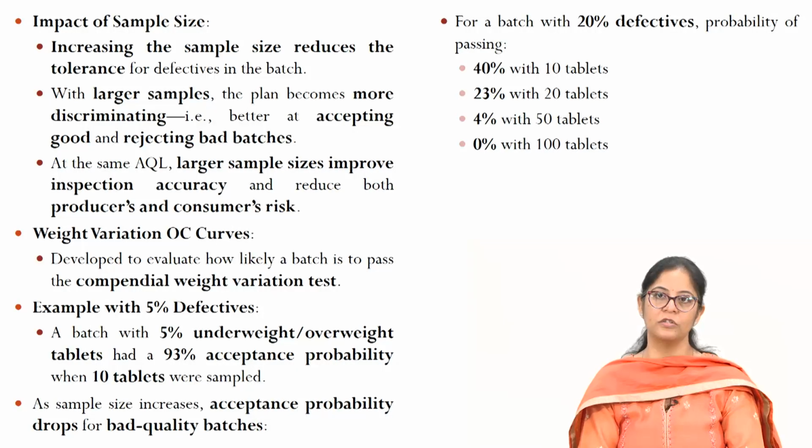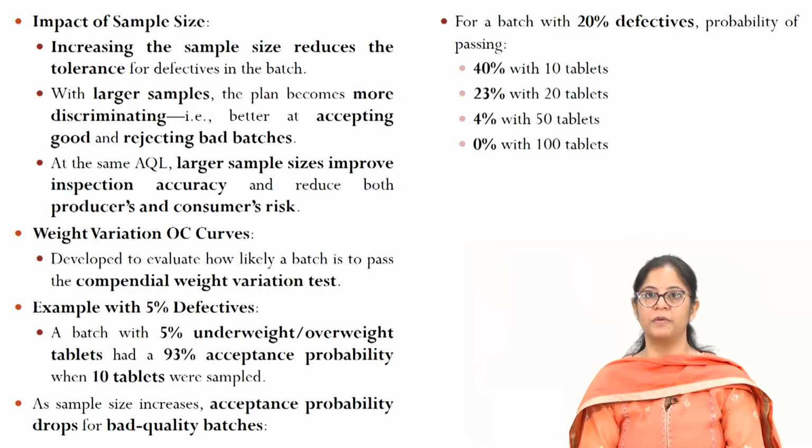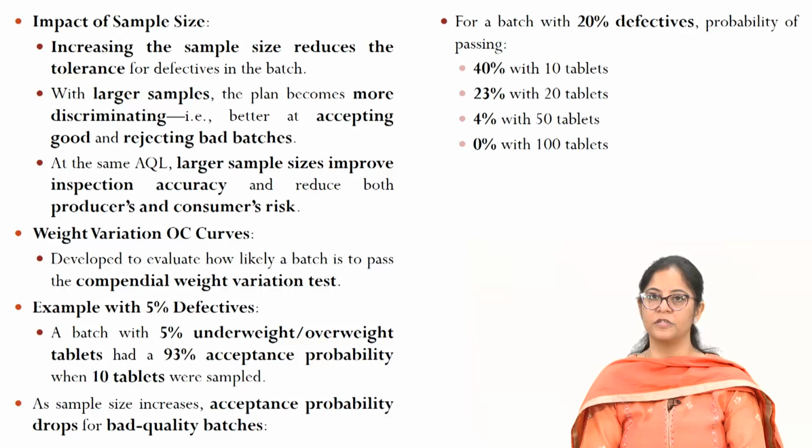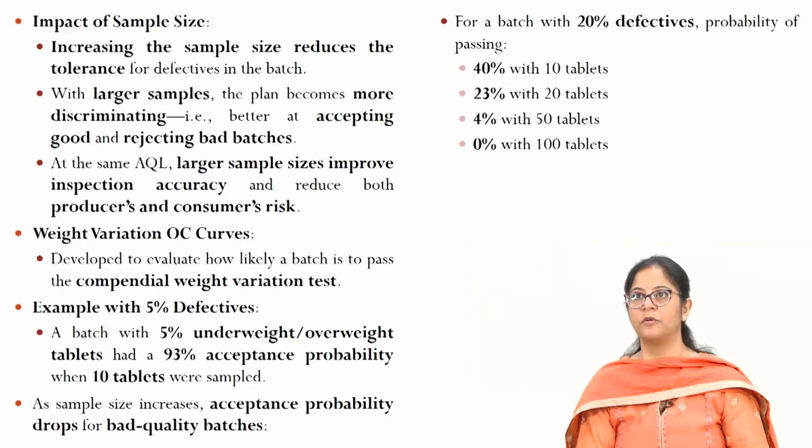The weight variation OC curves are developed to evaluate how likely a batch is to pass the compendial weight variation test. Examples with 5% defectives: a batch with 5% underweight or overweight tablets had a 93% acceptance probability when 10 tablets were sampled. As sample size increases, the acceptance probability drops for bad quality batches. For a batch with 20% defectives, the probability of passing is 40% with 10 tablets, 23% with 20 tablets, 4% with 50 tablets and 0% with 100 tablets.